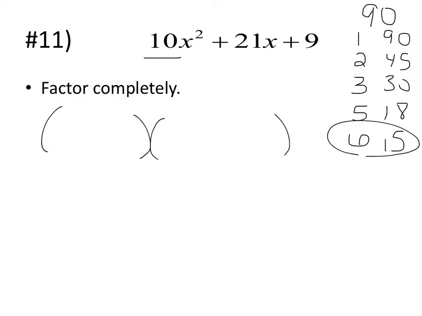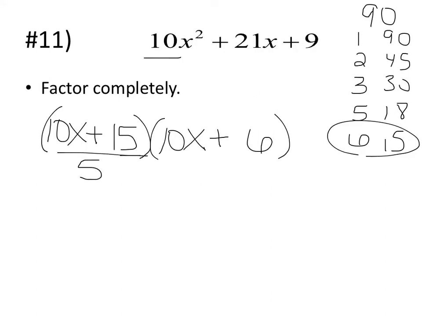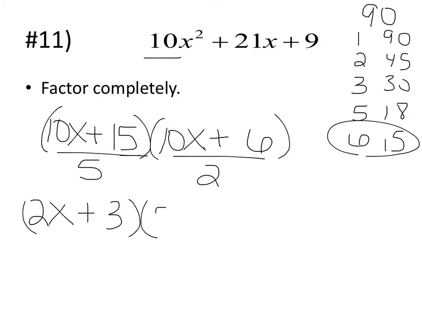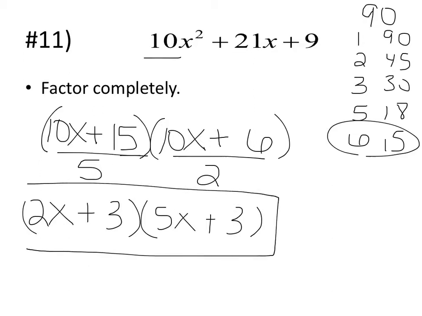So build my houses. Each house gets a 10x. I know it seems wrong, but just go with it. Keep your first sign. If your first sign is positive, you keep your second sign. So I've got the larger number first, and then look at each house and see what they have in common. This house has a 5 in common. This house has a 2 in common. So I divide a 5 out of this one and a 2 out of this one. So this leaves me 2x plus 3 times 5x plus 3. Check your work to make sure it's correct, and it is.